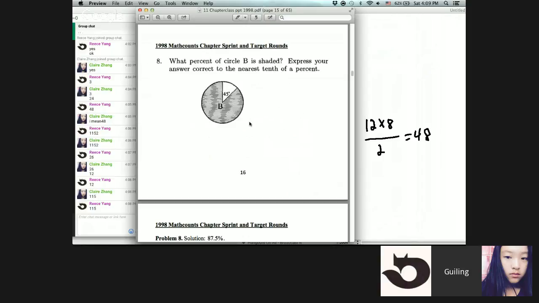Which percent of the circle is shaded? Express your answer correct to the nearest percent.